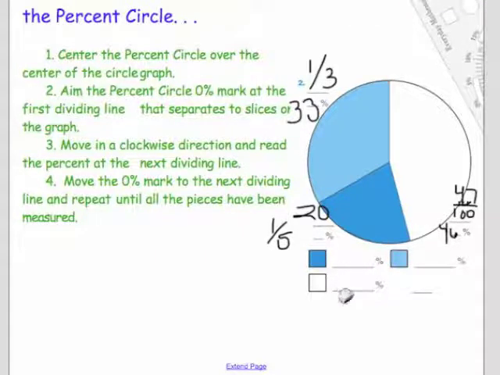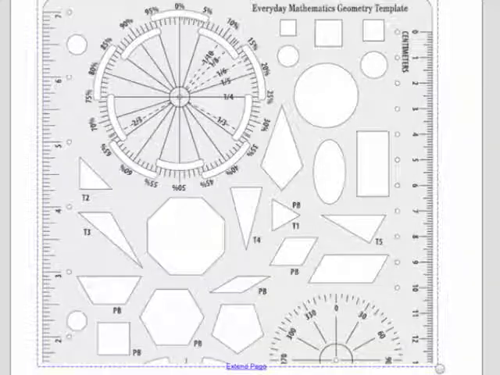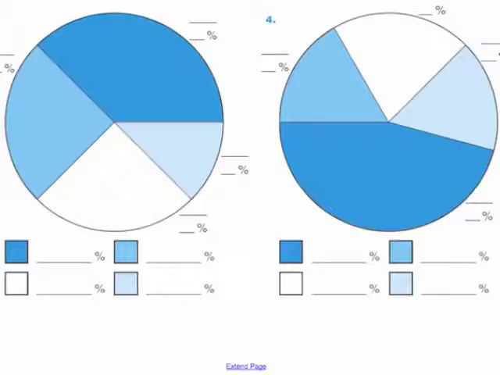All right, now I have to make sure that I write my percents down here as well. So my dark blue is 20%. My light blue was 33%. And then my white was 47%. All right. So let's go ahead and take a look at a couple more of these. I want you to take your time and go ahead and measure these all out. And then go ahead and come back to me when you're ready to check them.